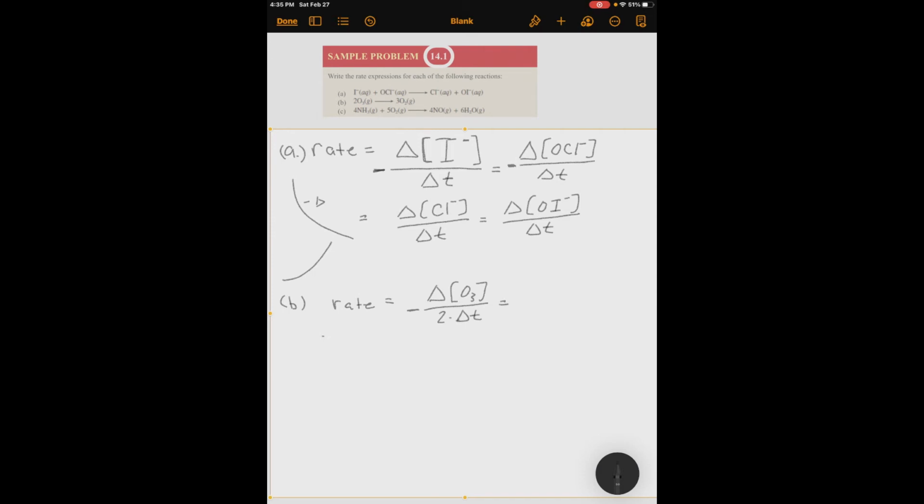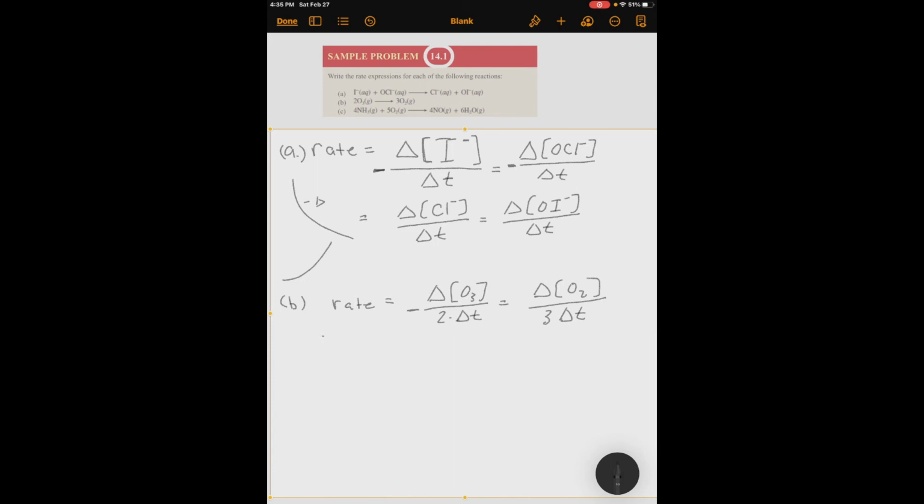Same thing with the product. Product is 3O2, so change in concentration of O2 over change in time. It's a product, so we are not going to put a negative in front of it, and we're going to divide that by 3.